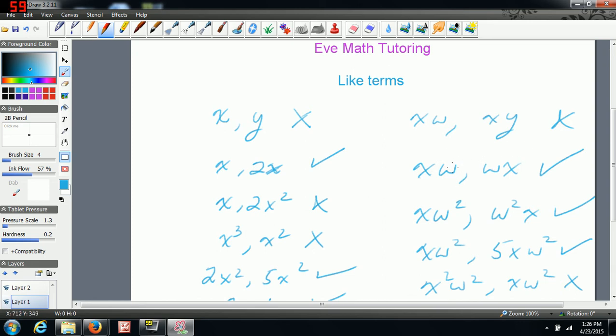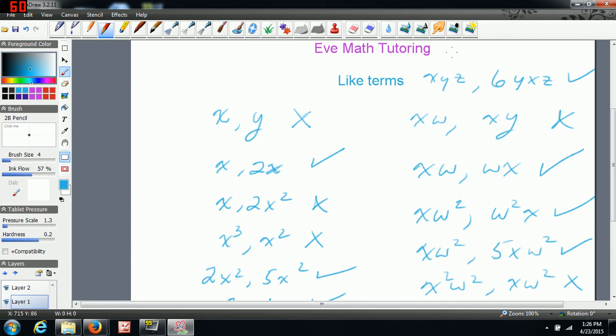Okay, so if I had xyz and 6yxz, these actually would be like terms. Even though they're written in a different order, it still consists of the same 3 variables being multiplied by one another, and they all have the same power. And then this one has a coefficient of 1 and this has a coefficient of 6. So therefore these are considered like terms.